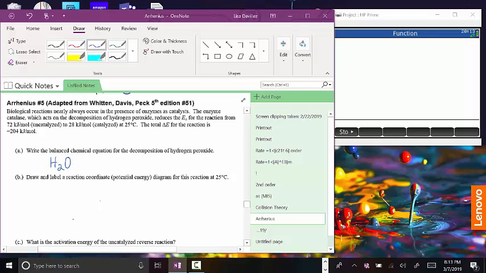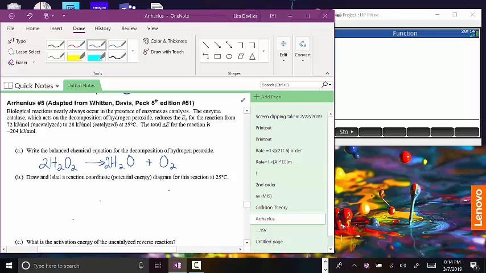So H2O2, right? And we got water, and we got oxygen. And let's see, what do we need there? We need a 2 and a 2, right? So it's 4 and 4. Okay. So then now it wants us to do a reaction coordinate diagram. So that's an energy diagram for this reaction.